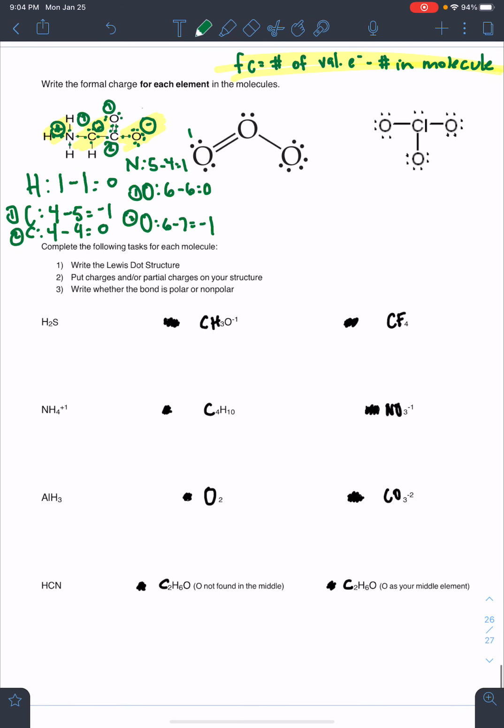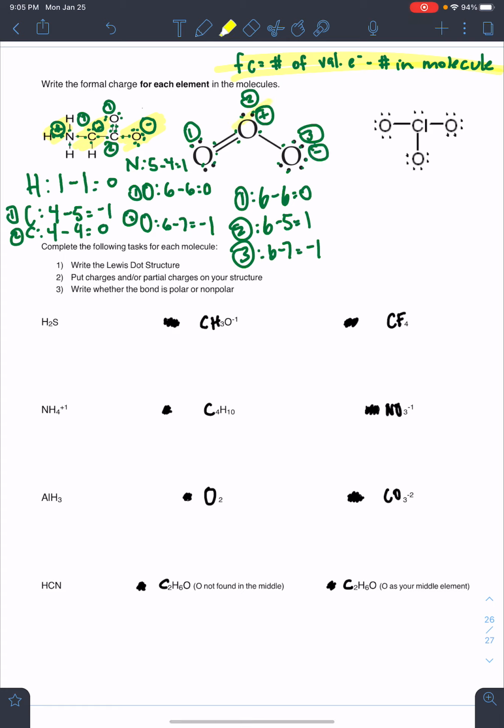Alright, next one over here. Let's label these O's 1, 2, and 3. Our first O, O's normally want 6, so we'll do 6 minus, it has 1, 2, 3, 4, 5, 6, so it has no charge. Our second O wants 6, it has 1, 2, 3, 4, 5 around it. So 6 minus 5 equals 1. And our last O has 1, 2, 3, 4, 5, 6, 7. So 6 minus 7, and it has a negative 1 charge. So this O has a positive 1 charge, this O has a negative 1 charge. That's what you should be getting in your problem. You don't have to highlight yours, I'm just showing you where we're getting these numbers from.